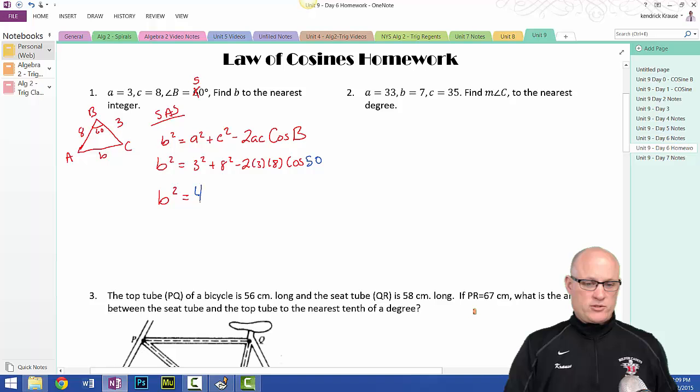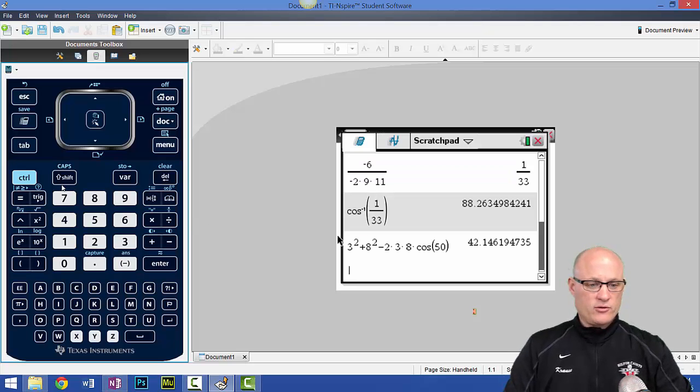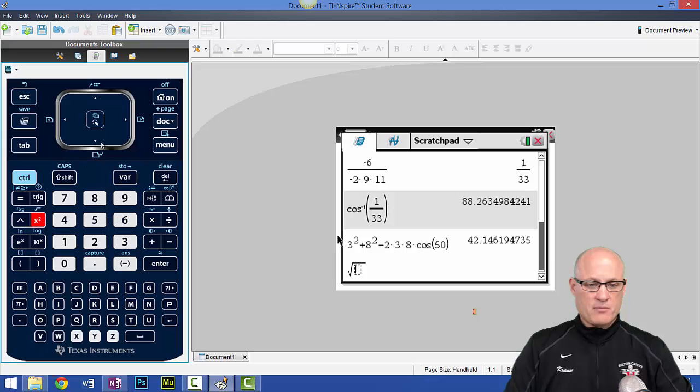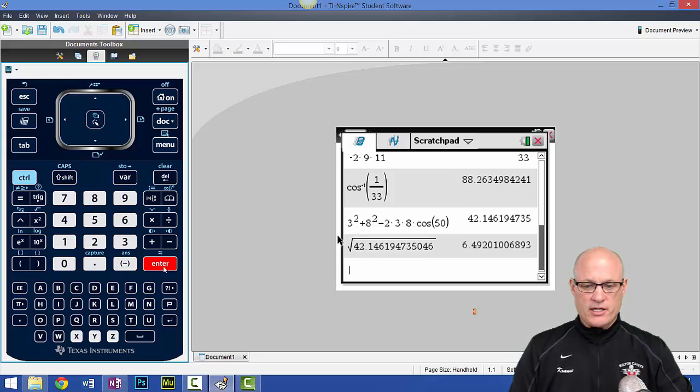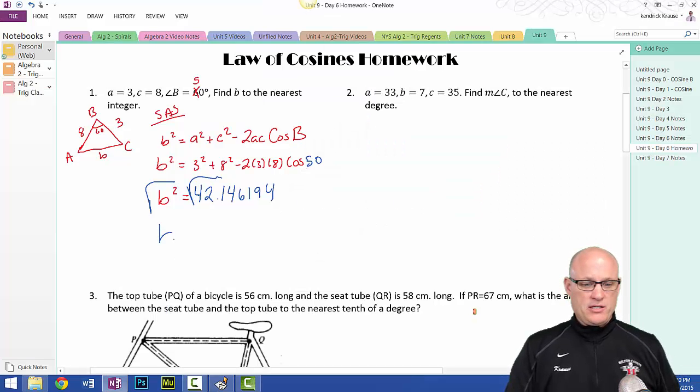42.146. I will take the square root of both sides. Don't forget, when you take the square root, the easiest way is to do control division, hit the up arrow once and hit enter. It'll retype the line for you. Hit enter and you get 6.49. So I get B equals 6.49.